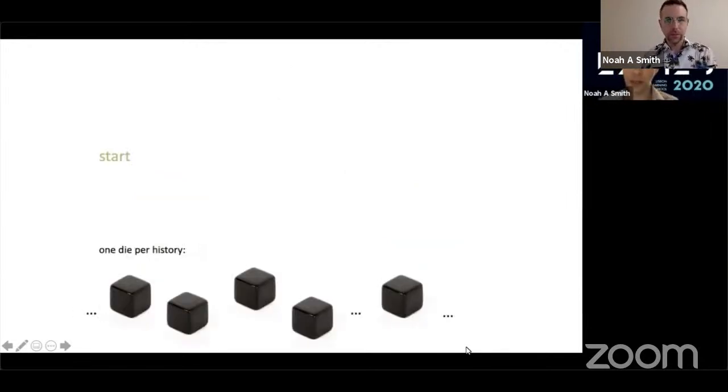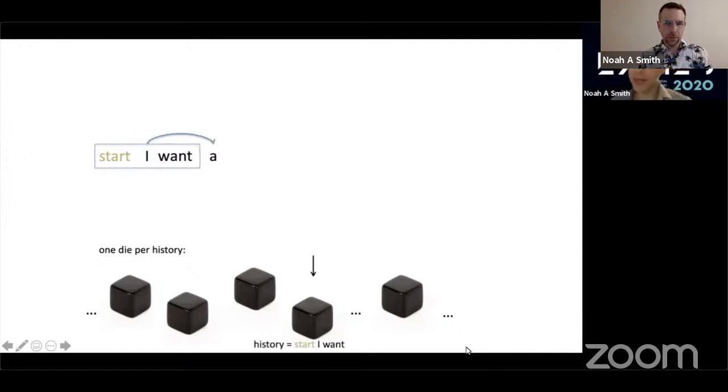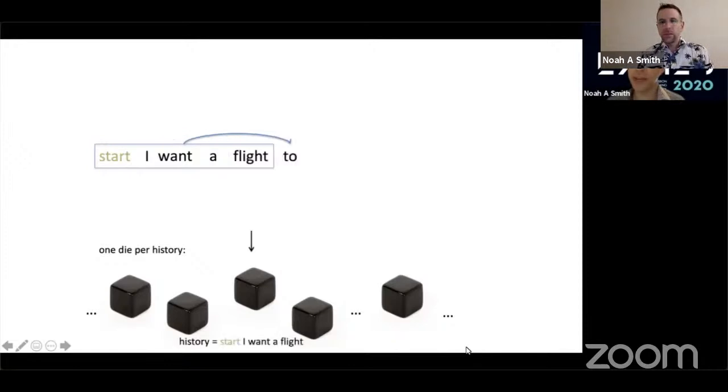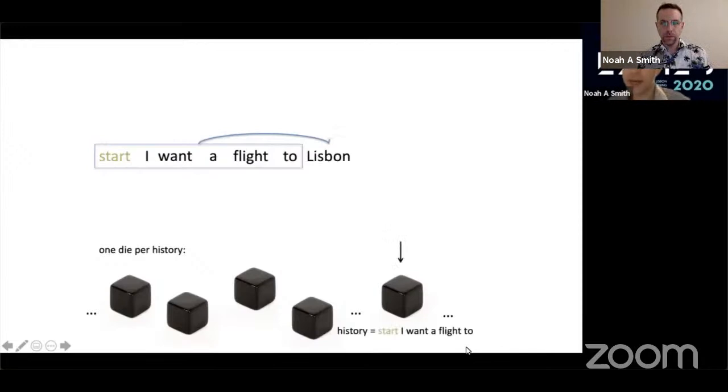Anyway, here's what it will look like. We write down the start symbol. We're about to generate a sequence. We're going to pick up the die that corresponds to the history that is just the start symbol and nothing else, and we're going to roll it. And let's say we roll the word I. And so we write it down, and now we're going to go pick up the die that corresponds to the history start followed by I. And we're going to roll that one. And we're going to get the word want. And we repeat. Now we have start I want as the history. The next time we have start I want a, we roll the word flight. Next we have start I want a flight, and then we roll to, and we keep going, each time picking up the die that corresponds to the entire history up to this point.